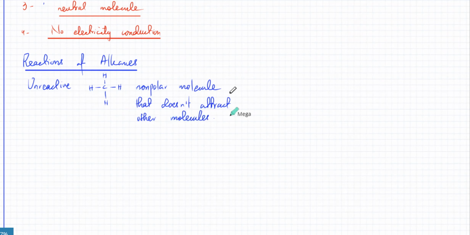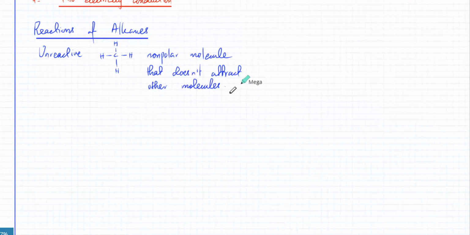So very unreactive, because it has no slight positive or slight negative charges, and there would be very little attraction for other molecules.